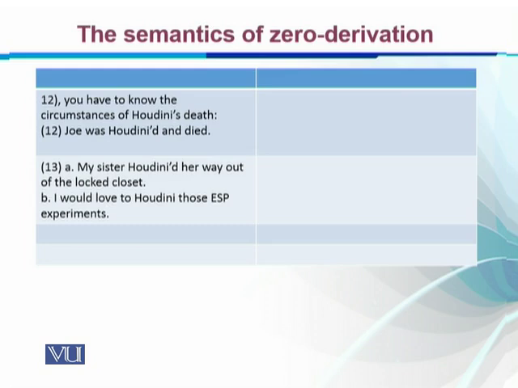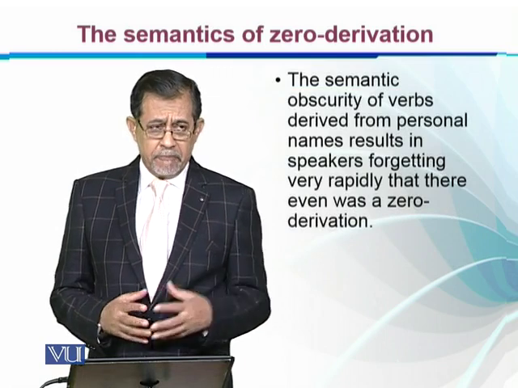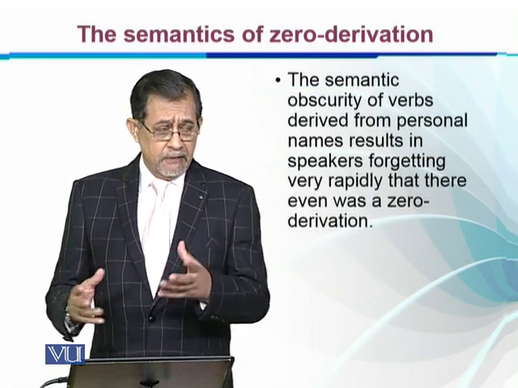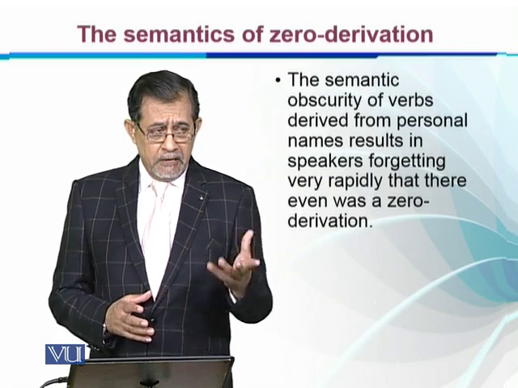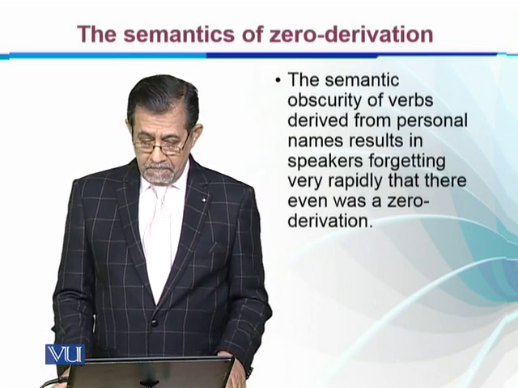I would love to Houdini those ESP experiments. So you find in these sentences something of the meaning of the verb. The semantic obscurity of verbs derived from personal names results in forgetting. The speaker generally forgets that there was a zero derivation.